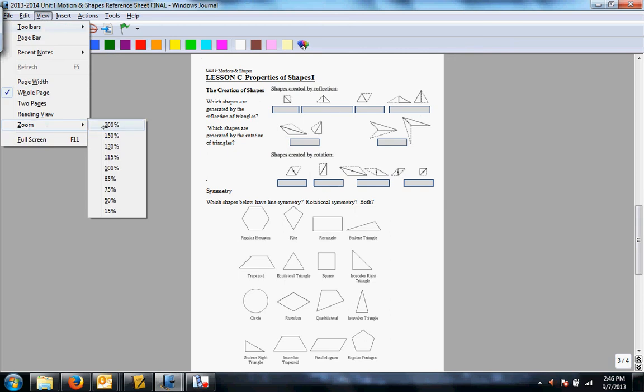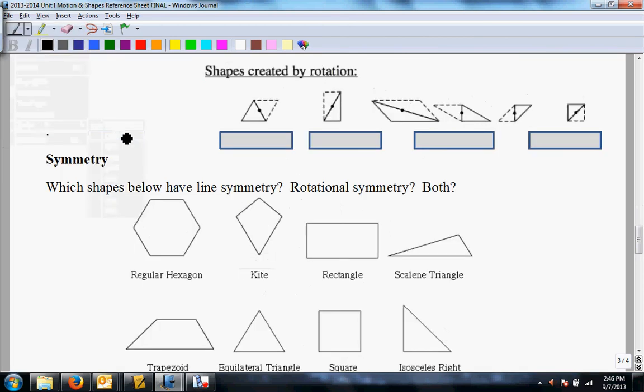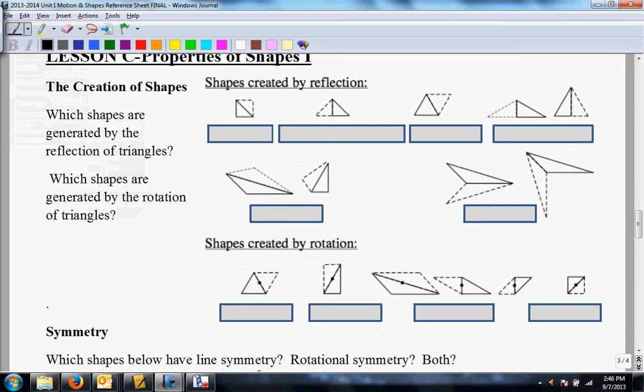Most of these should not surprise you, about shapes that are created by reflection and shapes that are created by rotation. Again, reflection means just to flip. So if we take a triangle, and it's an isosceles triangle, and we flip it straight over, and it's a special kind of an isosceles right triangle, we can get a square.